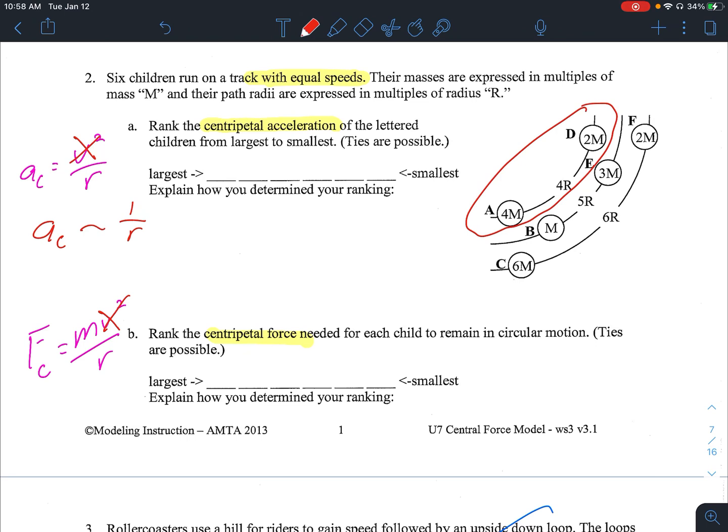So if you look at the solutions in Schoology, hopefully that will help you to see why the largest and the smallest centripetal accelerations are ranked as they are. It's because of this relationship here.